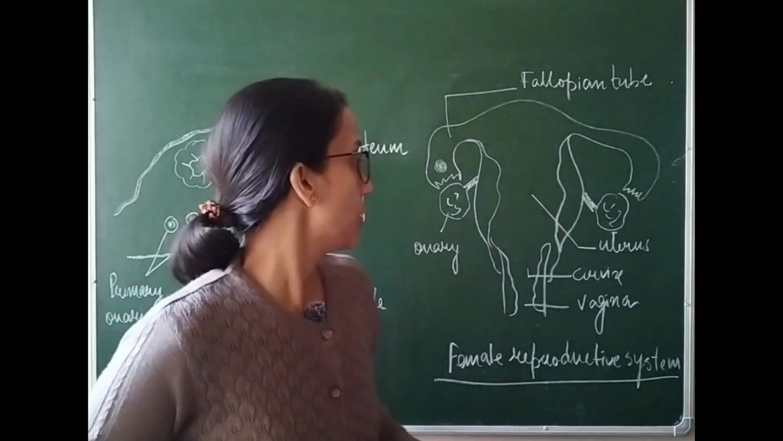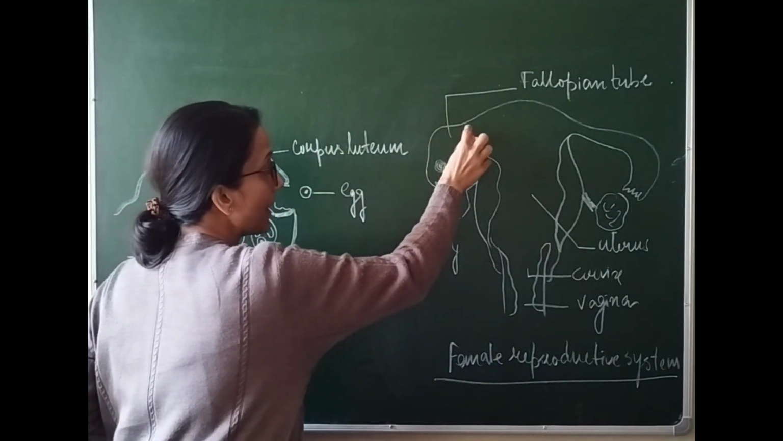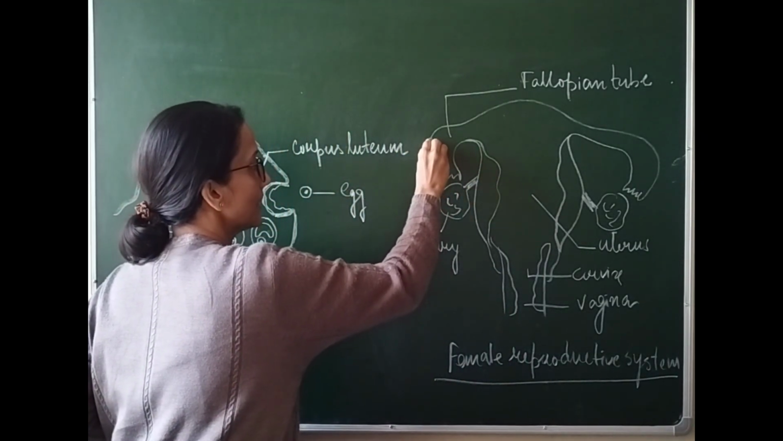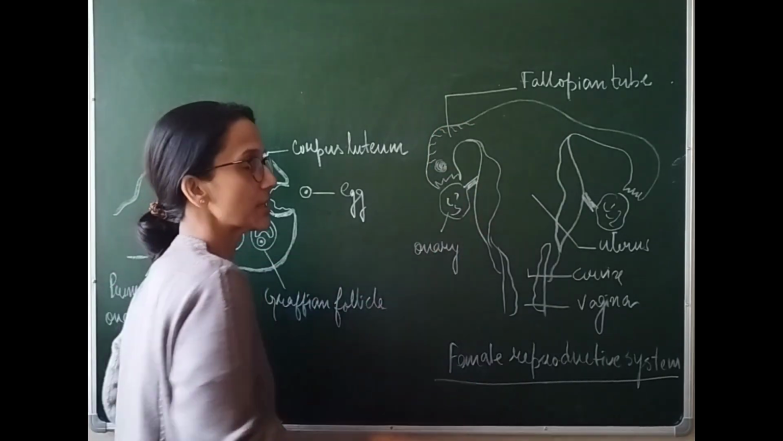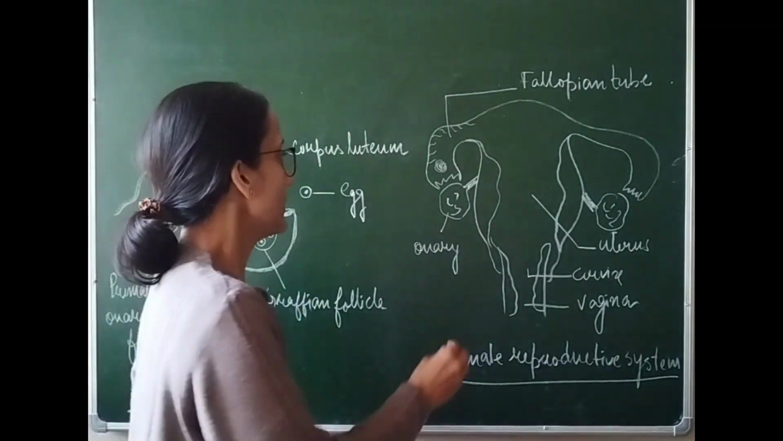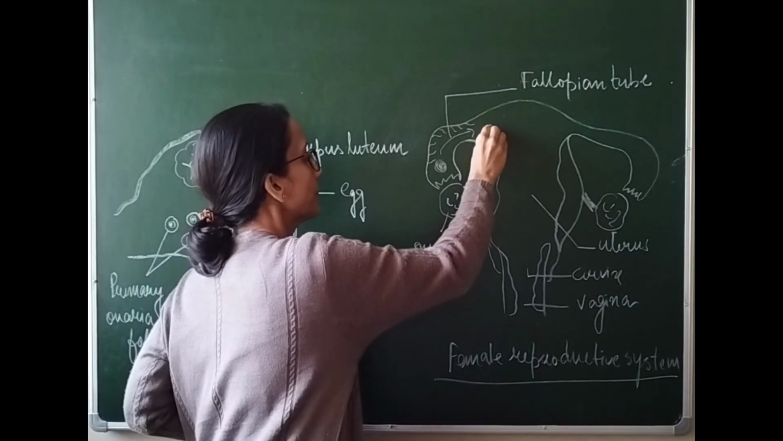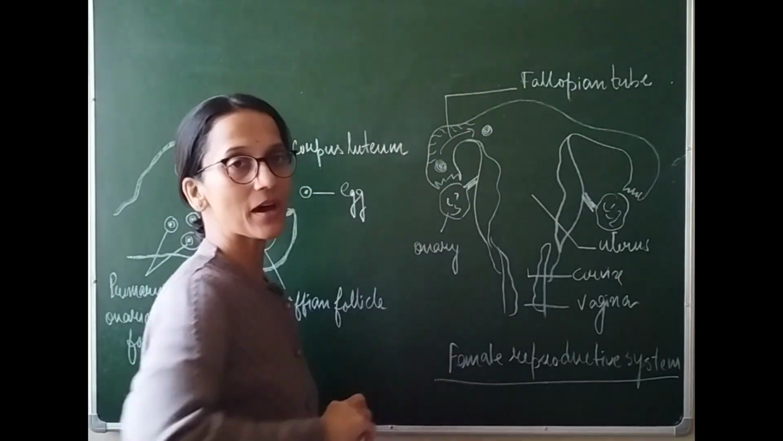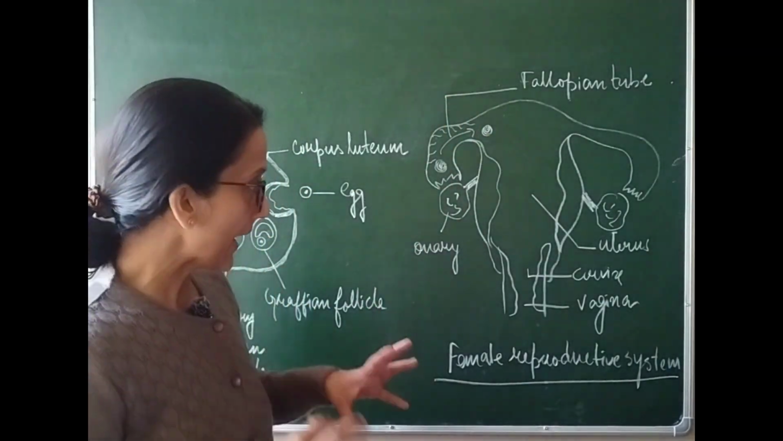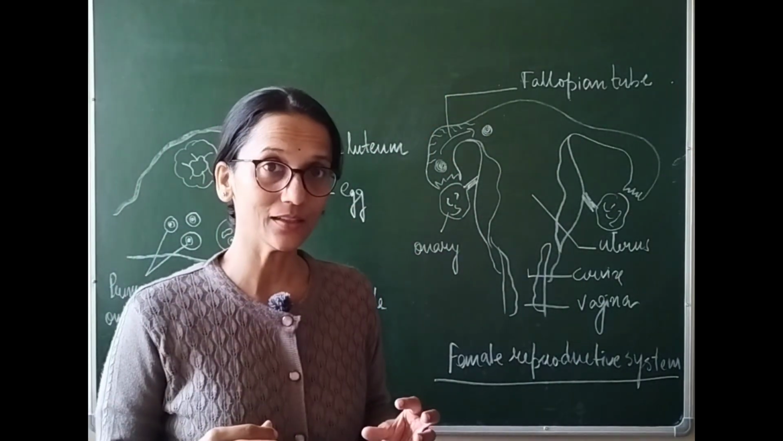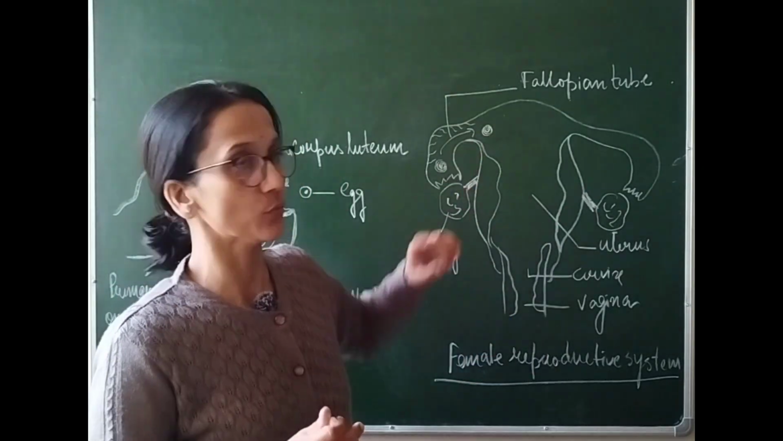It cannot move. So the egg from here is passed to this part with the help of cilia-like structures which are present inside the fallopian tube. So they help to move the egg from the fimbriae to this part of the fallopian tube. And now the egg will wait here for the sperm to come and fuse.